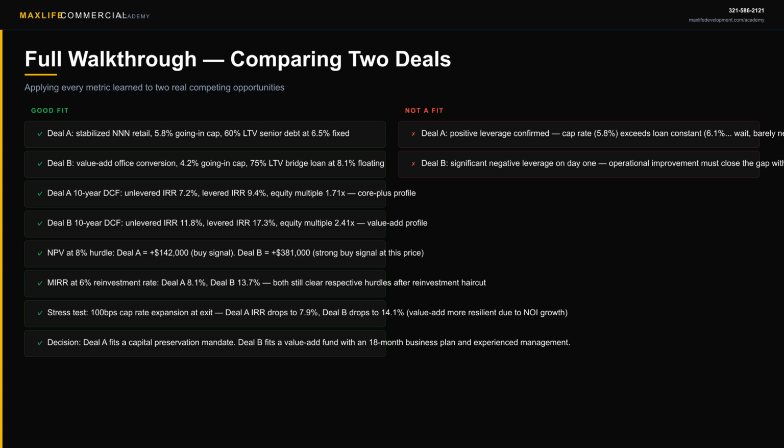Deal B is the opposite, a value add office conversion with a 4.2% going in cap and floating bridge debt. Day one cash flow doesn't cover the loan constant. This deal is burning equity until the business plan executes. But if it executes, if rents stabilize at pro forma and you exit at a 6% cap in year 5, the IRR clears 17%, the equity multiple hits 2.4x, and the NPV at your hurdle rate is more than double deal A's. The stress tests matter here.